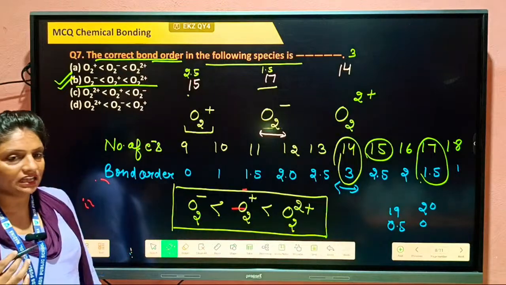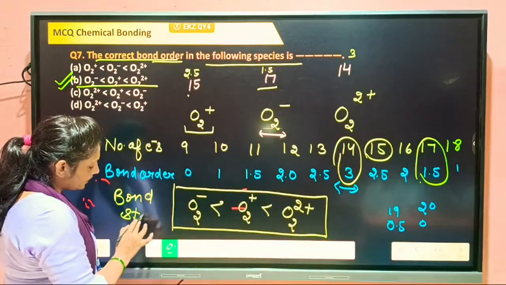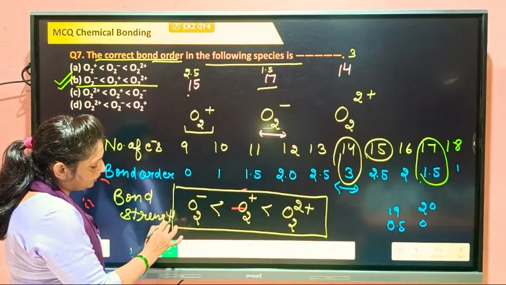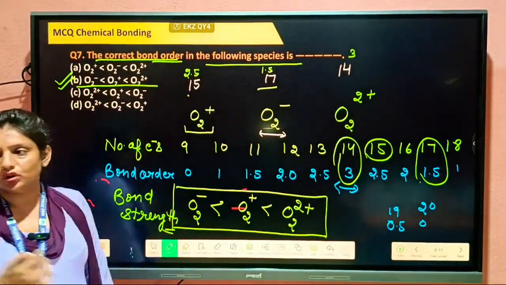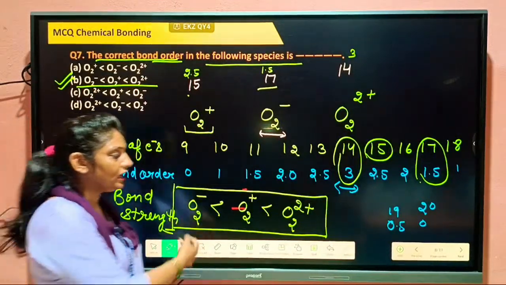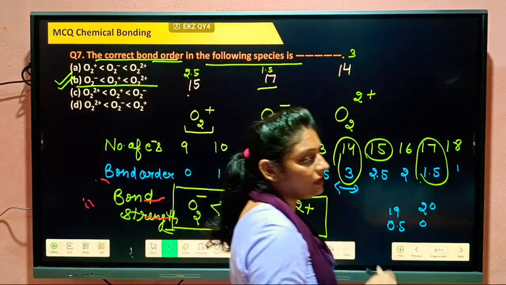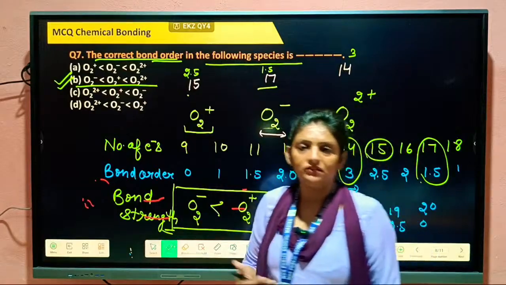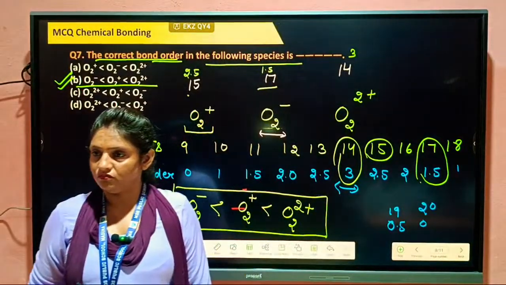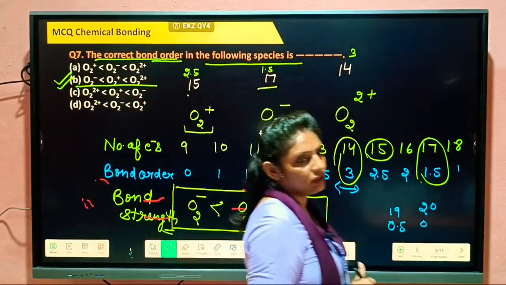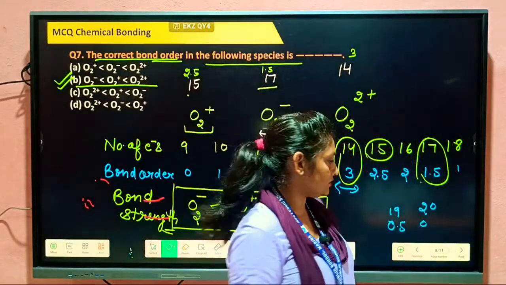Sometimes if it is asked what is the order of bond strength, bond strength is also directly proportional to the bond order, so we can write the same order. Clear or not? Sometimes if it is asked what will be the order of bond length, then this order will be reversed, because bond length is inversely proportional to the bond order or bond strength. Clear to you or not? Yes.